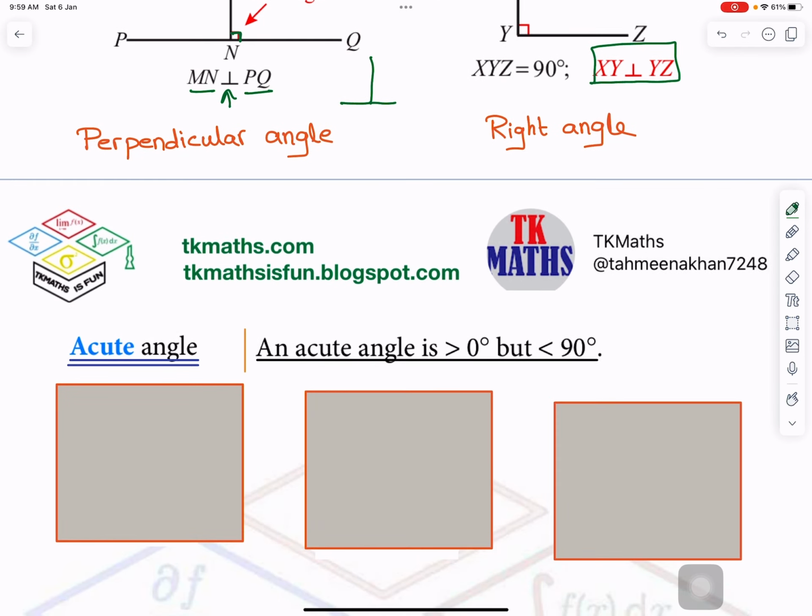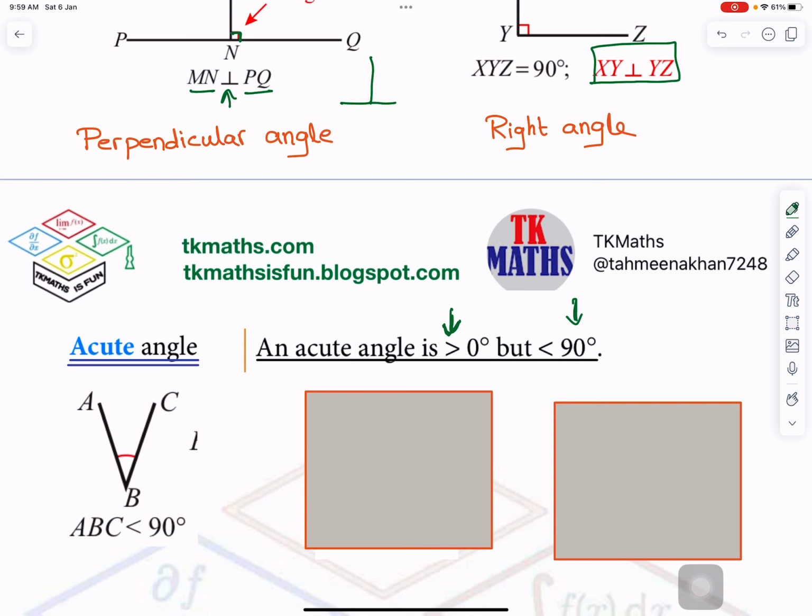Now a few types of angles. Acute angle. What is the meaning of acute angle? An angle which is greater than, this is the symbol for greater than, 0 degrees but less than 90 degrees is called an acute angle. I have drawn here a few acute angles. Your focus should be on the language. ABC is less than 90. So you can see here we are talking about angle B.